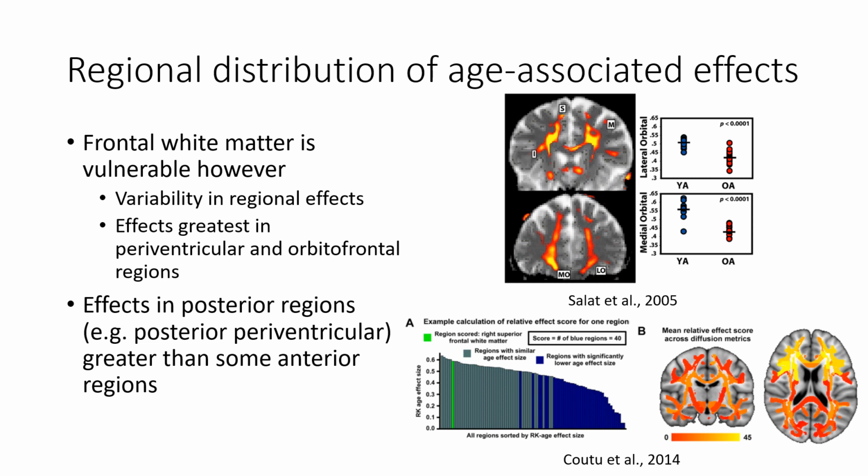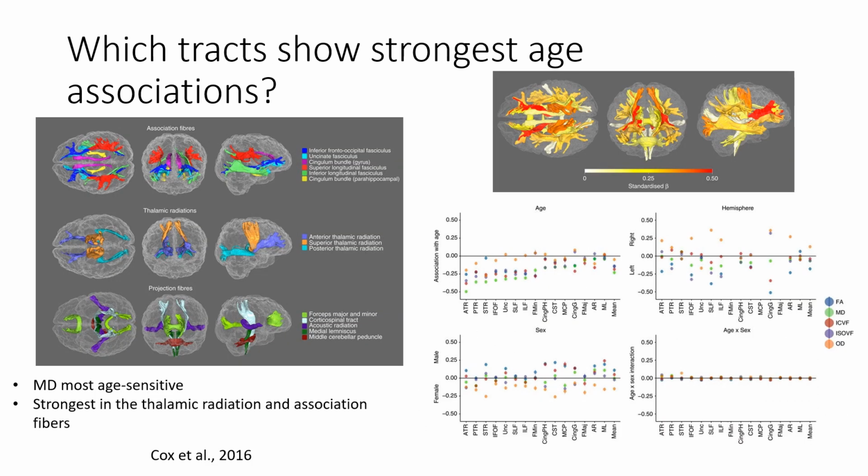However, these data may suggest that there's an anterior to posterior gradient in the effect of age in certain regions such as the periventricular white matter as well as the callosal white matter. I've already noted some of the tracts that have been found to be most vulnerable to the effects of age. I do want to highlight this recent study by Cox and colleagues using tractometry in data from 3,513 participants from the UK Biobank to examine the effects of age in various microstructural parameters.